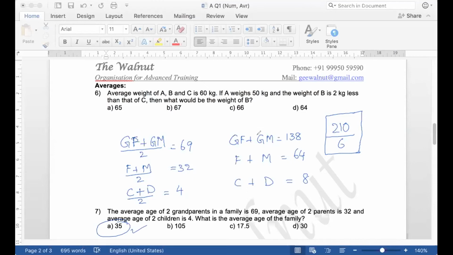So when you find the average, always remember, you need to have the total figure. In this case, 69 is the average, so make sure you have the total figure 138. Same way, 32 is the average for parents, father and mother, so we have the total age 64. If you go that way, that's pretty much the approach. If you know that approach, it's easy for you to get the answer.